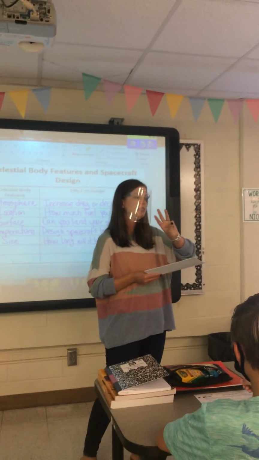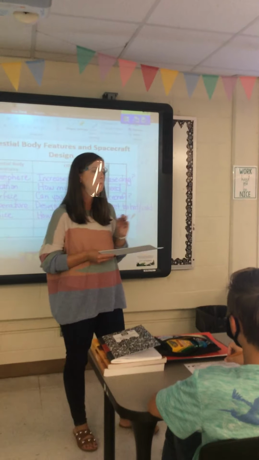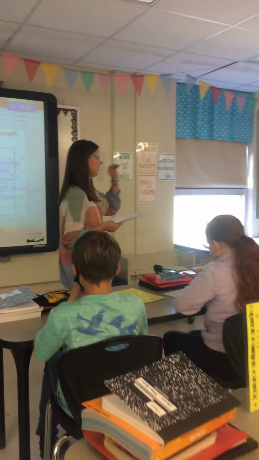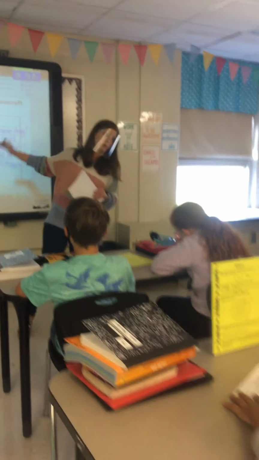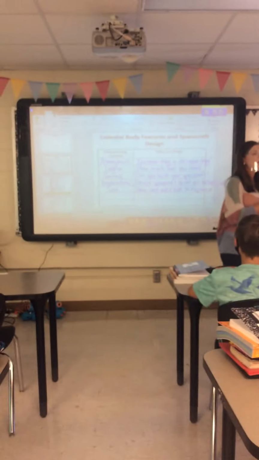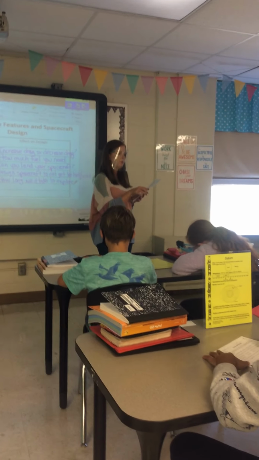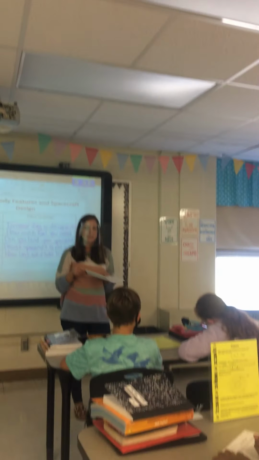So you should have 3 sentences on number 3 because you checked 3 celestial body features in number 2. You have to give me a sentence on each. It's on the board to help you. Okay? If you don't have enough room to write on number 3, you can turn the paper over and write it on the back. All right, number 4, will your spacecraft be manned or unmanned?